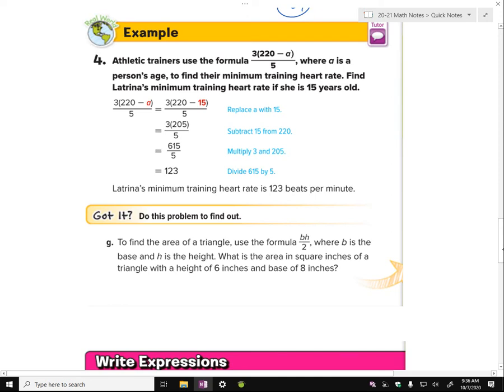So they just plugged in A and worked that out using the order of operations. I did mine last period as a 37-year-old. It's 109.8 beats per minute. And as you get older, it gets less because the heart isn't as good.